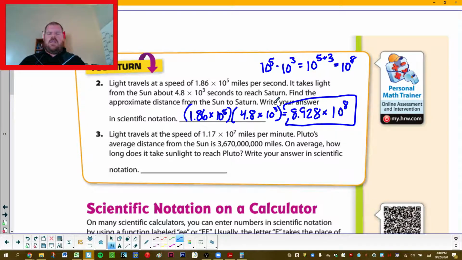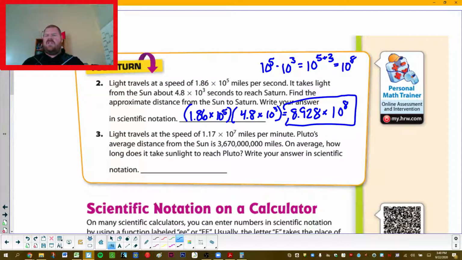All right, let's do this next one in standard notation, and then we'll turn it into scientific notation. It says light travels at a speed of that fast, miles per second, sorry, per minute. Pluto's average distance from the sun is that many miles. On average, how long does it take sunlight to reach Pluto?